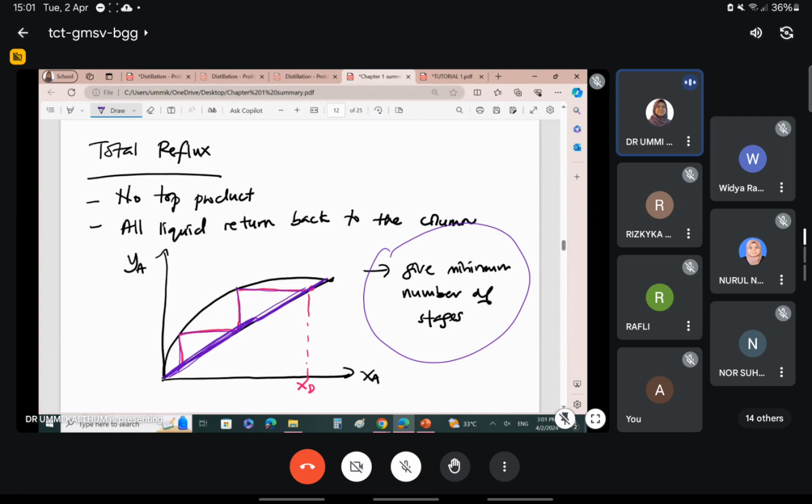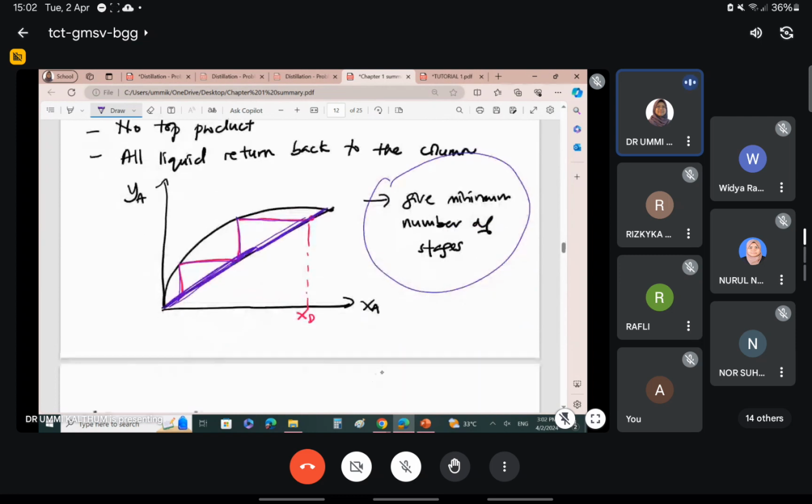Soalan famous ialah final. What is the consequences of total and minimum reflux? Okay, normally dia akan increase the cost. Okay, dia akan increase the cost. Satu lagi soalan famous. What is the function of vapor liquid equilibrium? Okay, ada tanya total reflux? Tak ada.